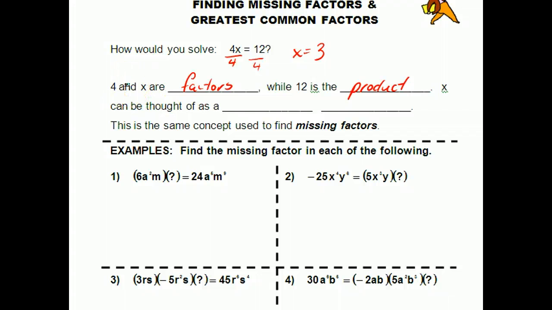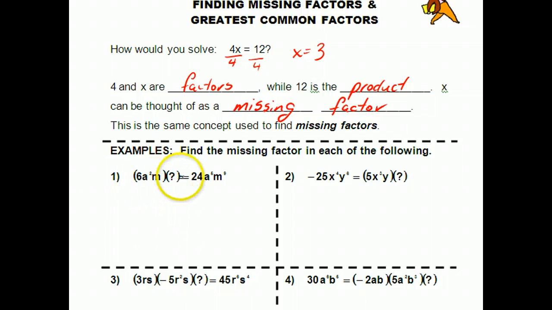And x can be thought of as a missing factor. Okay, we don't know the 3, so it's our missing factor. So what I do is I just divide by the number that I do know, of my two factors, and I divide by what I know so I can find the missing one. So let's try a couple of these.